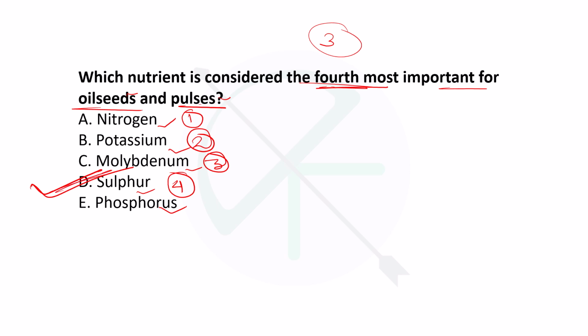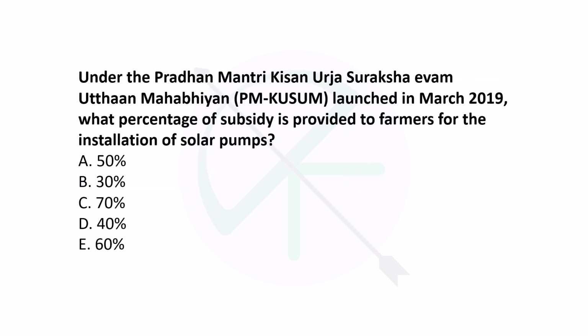We know that it is responsible for a major component of oilseeds. Okay, so it becomes the fourth important, and phosphorus becomes the fifth important. Okay, so you have to remember it like this: N K Mo S P. Okay, you can remember it like this in cases of oilseeds and pulses. So option number D will be the right answer.